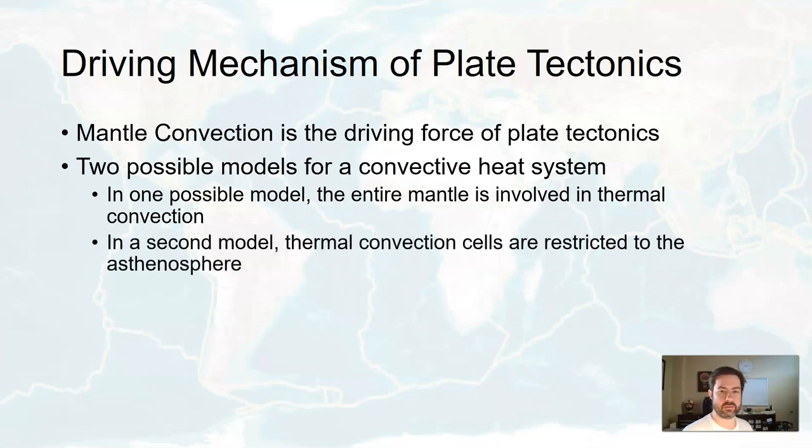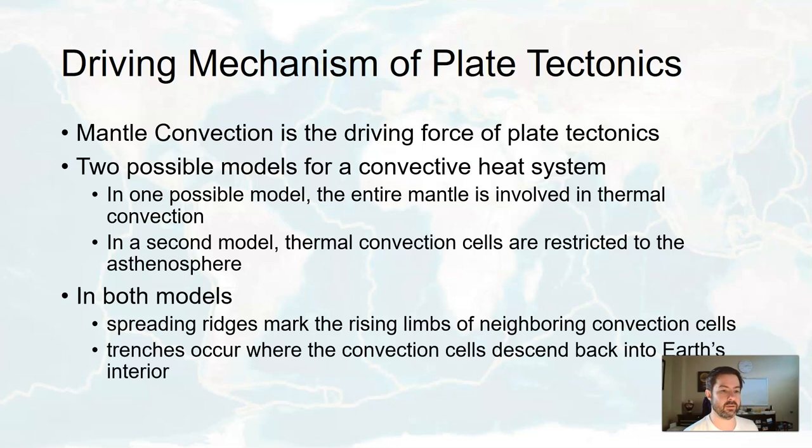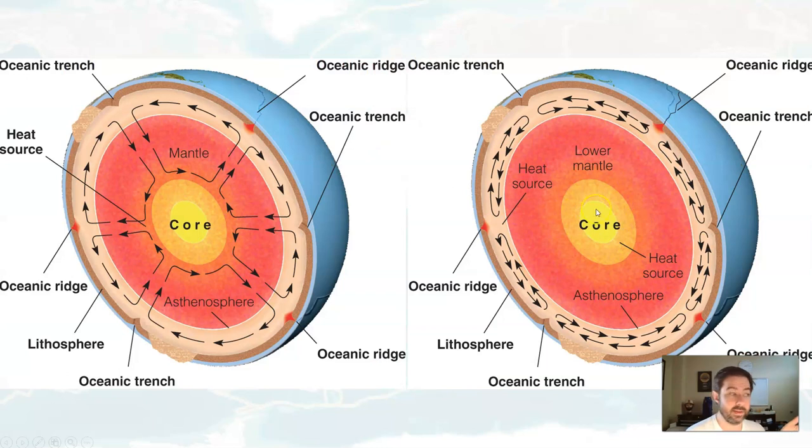The second model, the convection cells, hot rising, cool sinking, is only restricted to the asthenosphere. That's that plastic, really small part of the upper mantle just below the solid part of the mantle that's connected to the lithosphere. But in both models, spreading happens at the areas where the convection cell is rising, and then as it peels away, that's where spreading occurs. Trenches and subduction occur where convection cells descend back into Earth in both models. So they have similarities there, it's just they go about it a little bit differently.